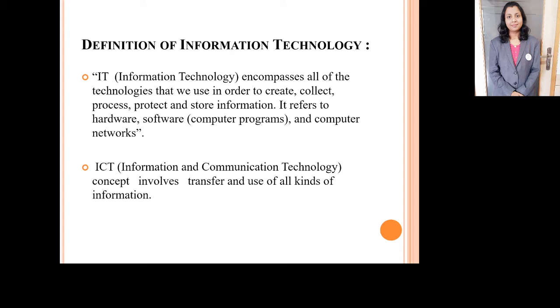So basically, what is the definition of information technology? Information technology, that is IT, encompasses all the technologies that we use in order to create, collect, process, protect and store the information. So it refers to the hardware, the software, software meaning the computer programs, and the computer networks. So IT encompasses all the technologies that we use to collect data, create data, process data, protect data and also store the information.